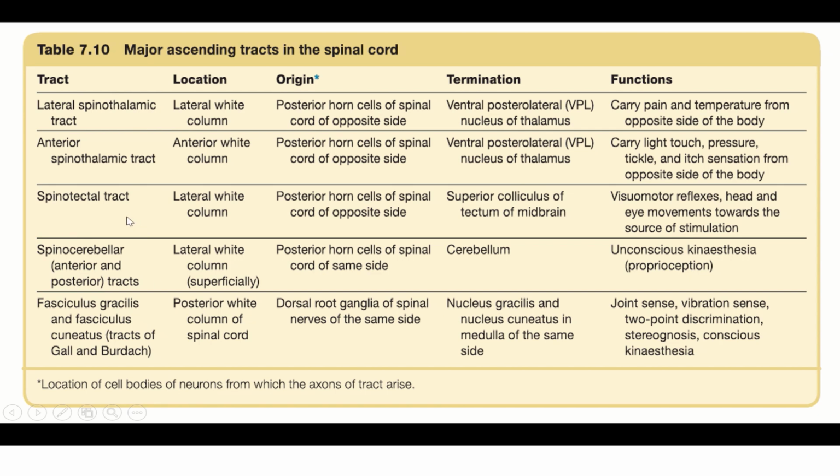So to summarize, lateral spinothalamic tract is concerned with pain and temperature, anterior spinothalamic tract is concerned with light touch, pressure, tickle, and itch sensation. Then the spinotectal tract is concerned with visuomotor reflexes, spinocerebellar tract with unconscious kinesthesia, fasciculus gracilis and fasciculus cuneatus concerned with conscious kinesthesia, two-point discrimination, stereognosis, vibration sense, and joint sense.